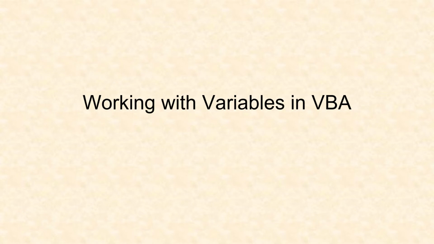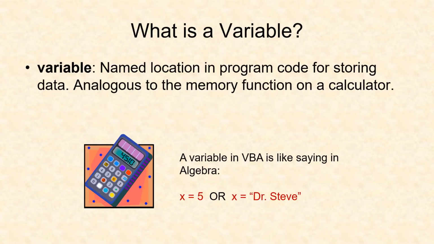To begin, let's look at working with variables in VBA. What is a variable? If you've done any coding in Scratch, you'll already know what a variable is. It's a named location in program code for storing data. In other words, if you were working with a calculator, it would be like the memory function, where you could say, plug this particular value into and store it in a memory.